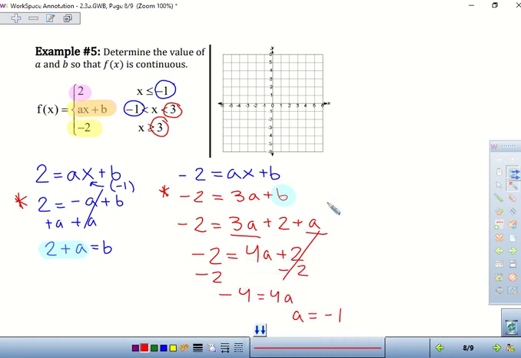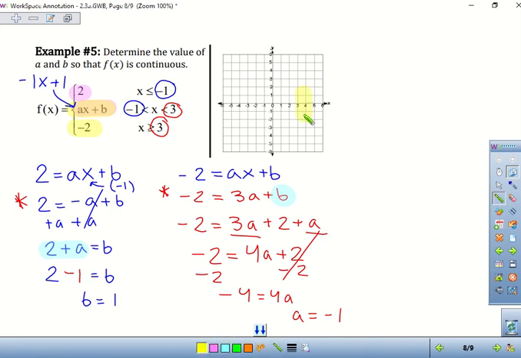Good. Now how can I find b, now that I know what a is? Plug it back into the first one. So that's going to give me 2 minus 1 equals b, which means b equals 1. So now I know what a and b are. So you can rewrite this as -1x plus 1, because a was -1 and b was +1. So now we know what function we can use that will make this continuous. So now we're going to go ahead and graph it.